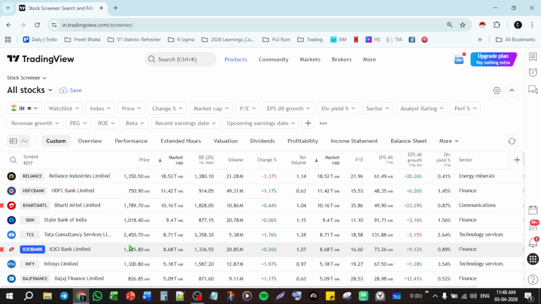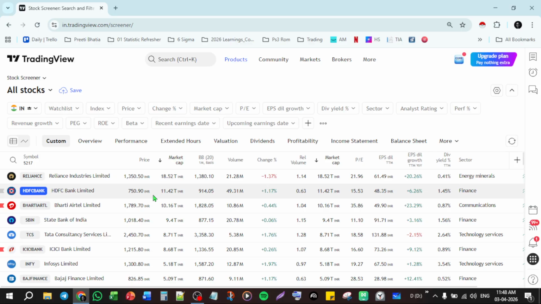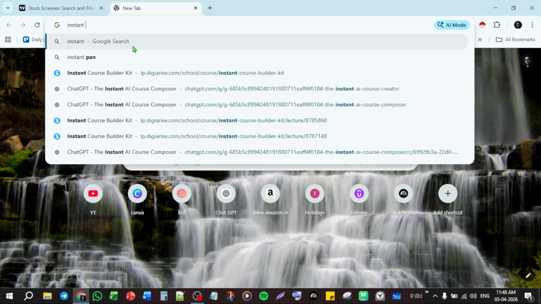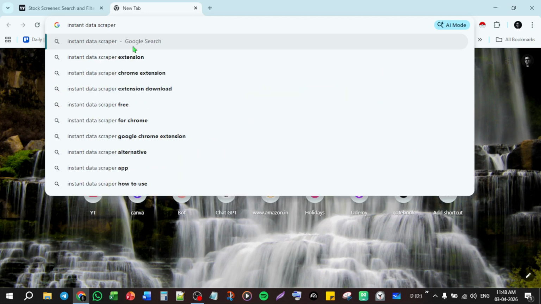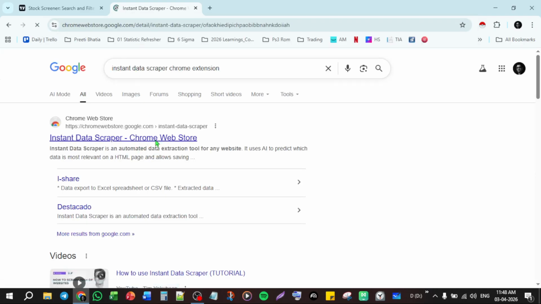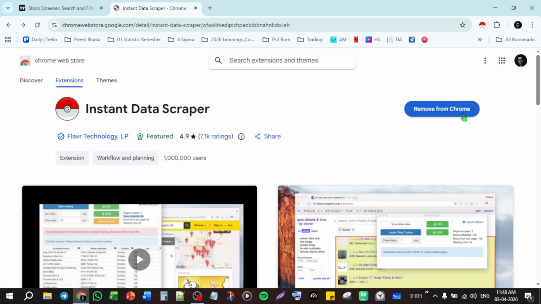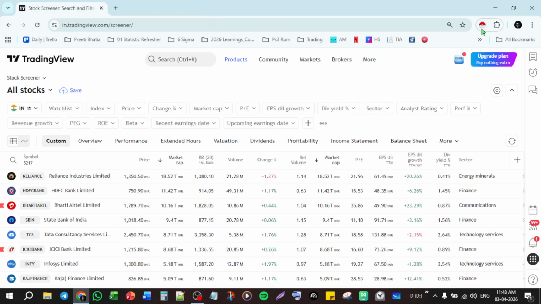And then you can copy this. Now the problem is that taking this into Excel is a big issue. So here's the great deal. I have something called Instant Data Scraper. You come here and search for Instant Data Scraper, a Chrome extension. See this one, the same one. You just click over here. Right now it says remove; over here you will get install. So install it, and once you do that, you get this.